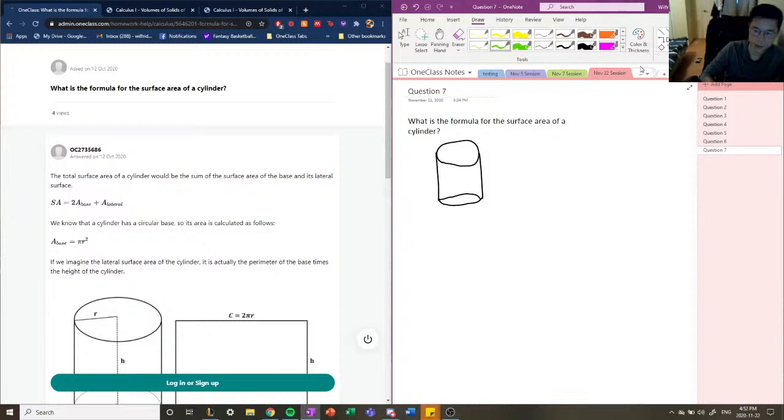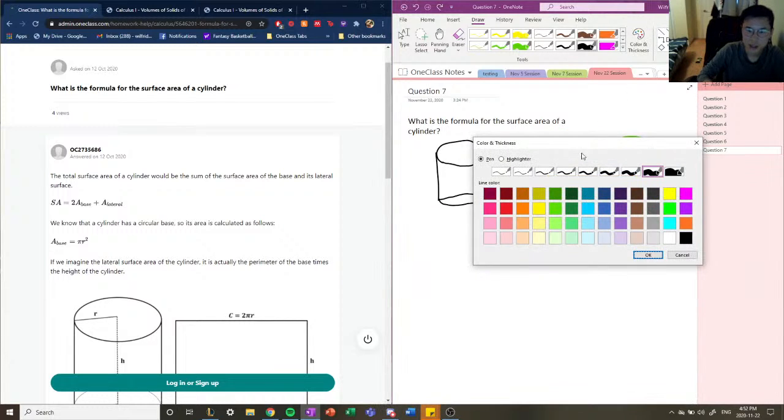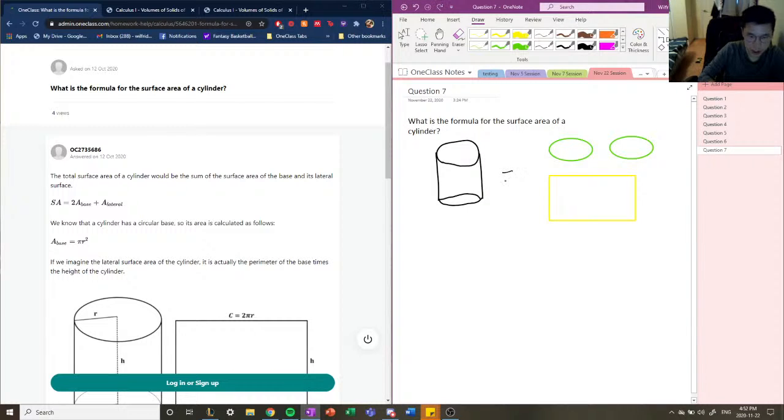So we can split it up into 2 circles and a rectangle. Let's make this in yellow. Sorry, this is really big. Let me change the thickness. A cylinder can be broken up into 2 circles and a rectangle. Okay, so we know what the area of these circles is. It's going to be pi r squared for both of these.